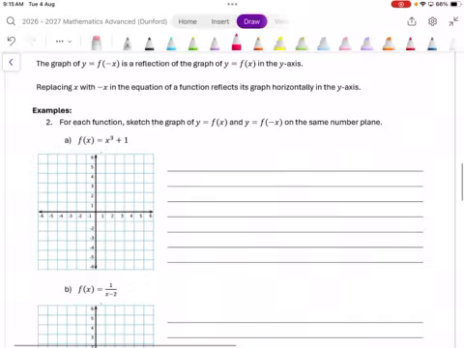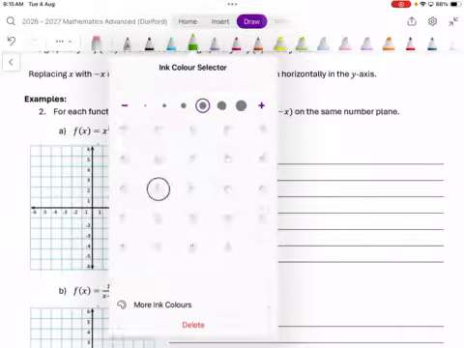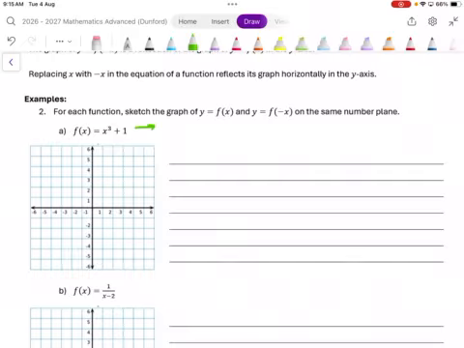Our first one here is f of x equals x cubed plus 1. What type of function is that? A cubic, right? I want you to be able to see a function and know what type it is straight away. So our parent function is y equals x cubed, which is a cubic.